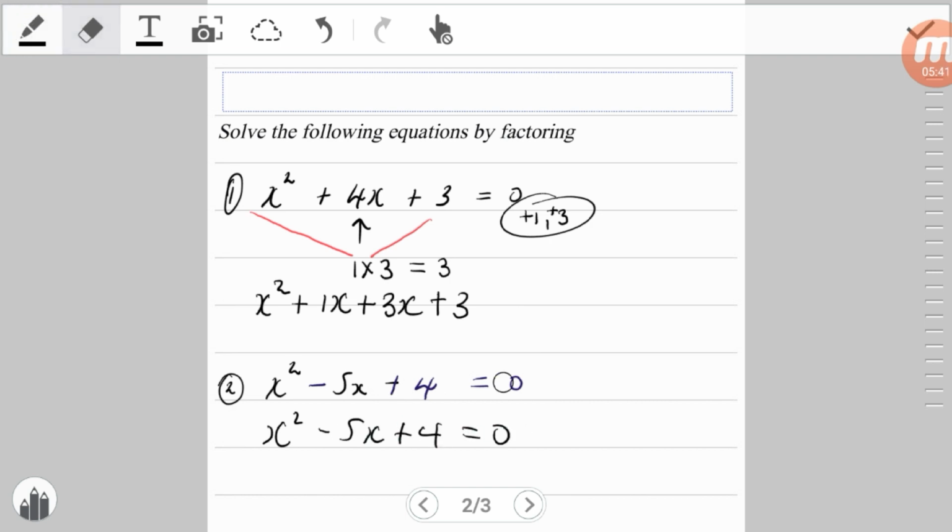All right, good. And then now here's what we have. Now we're going to be factoring by grouping. We're going to be factoring the first 2 and factoring the last 2 in pairs.